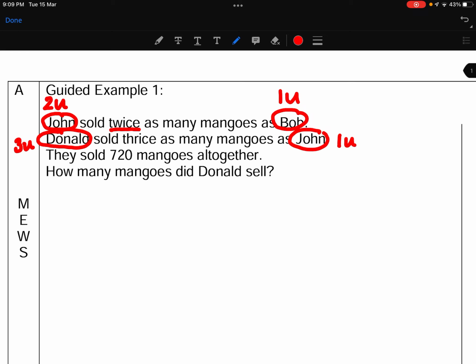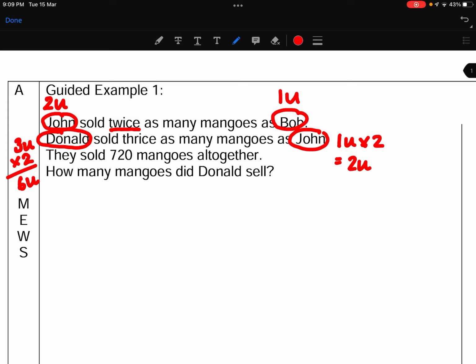But if I compare like that, I will realize that John and the John in the first sentence have different units. What I need to do to make John the same, because basically what John sold is the same, is to times 2 for the second sentence. I'll make it 2 units, and for Donald I will also need to times 2, because if Donald had thrice, and John has 2 units, Donald will actually have 6 units.